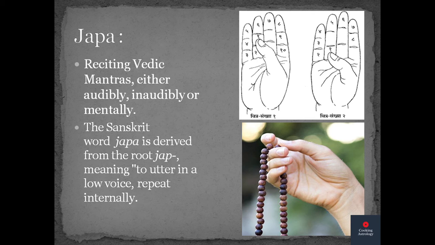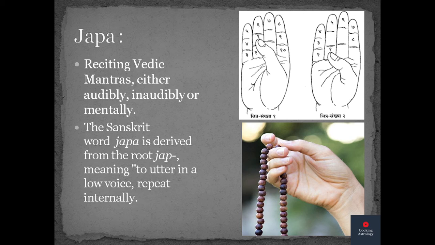Japa. See, Japa, usually you can see the two pictures. I'm going to explain these two pictures in detail as well. But Japa simply means reciting the Vedic mantras or hymns, either audibly, inaudibly, or mentally. This is the first form. You don't have to use any mala, any Rudraksh mala, any Tulsi mala for chanting the mantra. Suppose Guru gave you some Bij mantra and you are reciting that Vedic mantra again and again. That is a form of Japa.